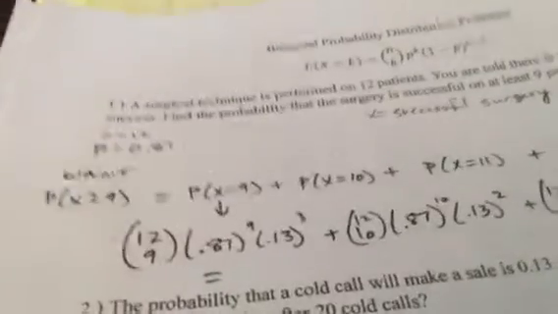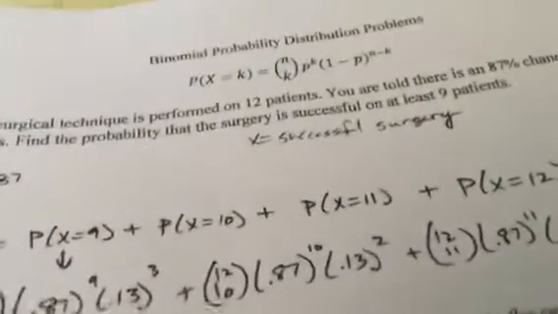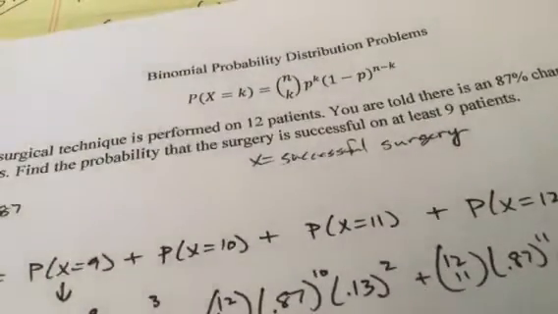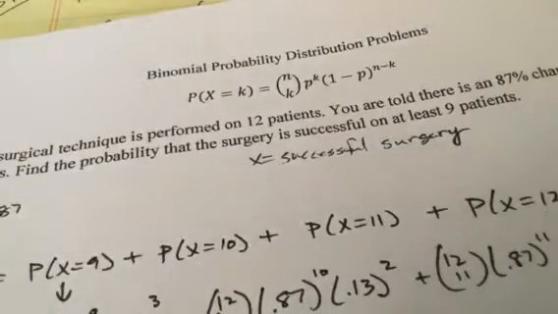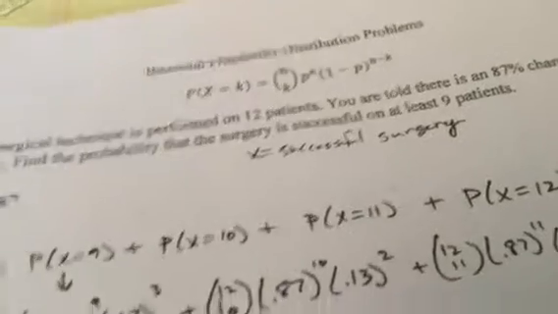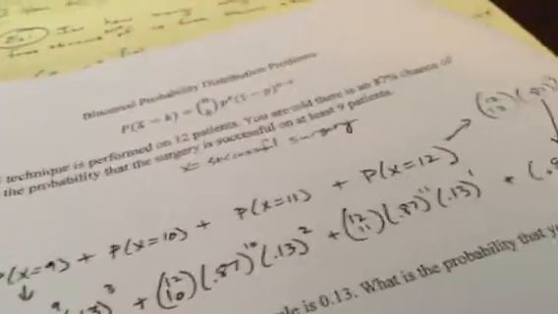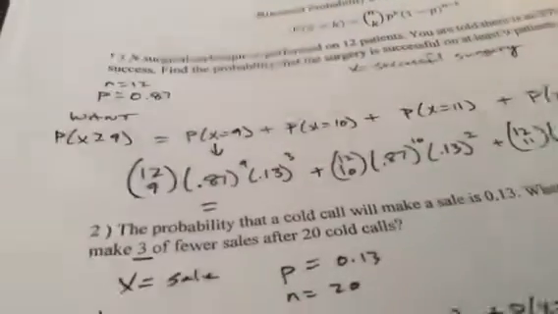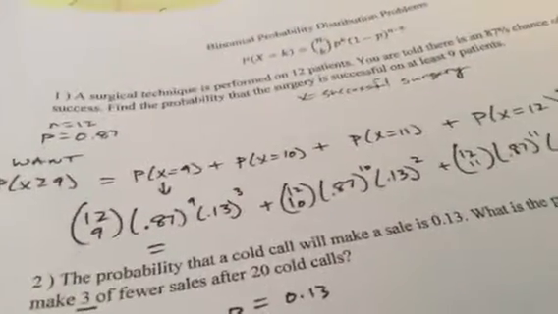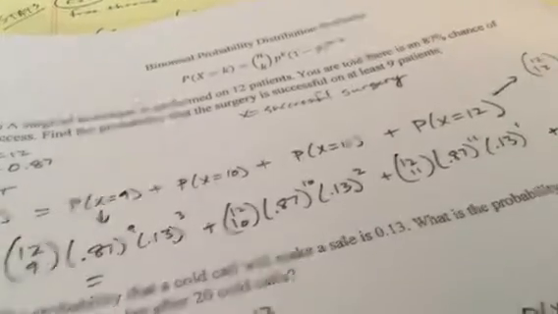A surgical technique is performed on 12 patients. Again, this is the binomial probability distribution. There's the formula right there. Okay, just as we wrote down before, so highlight that. That's what we're using. Okay, so a surgical technique is performed on 12 patients. You are told there's an 87% chance of success. Find the probability that the surgery is successful on at least 9 of the 12 patients.